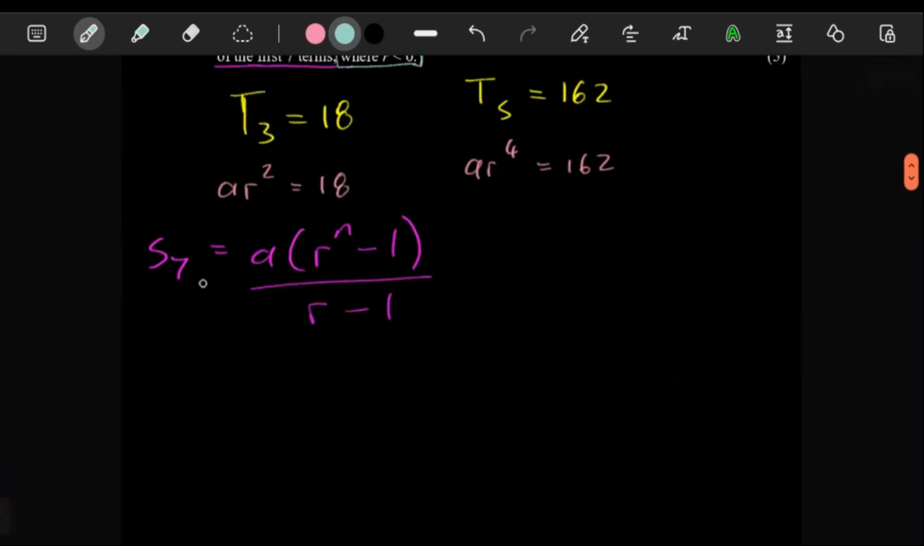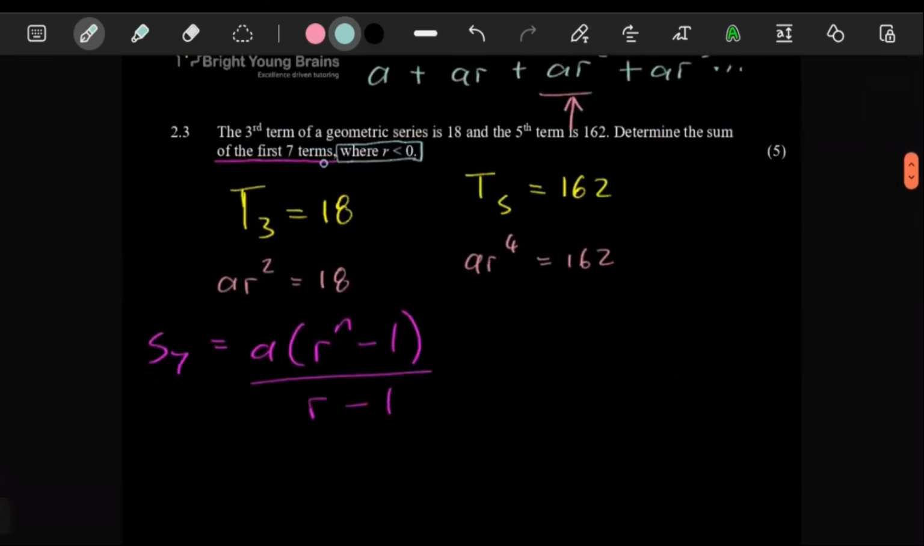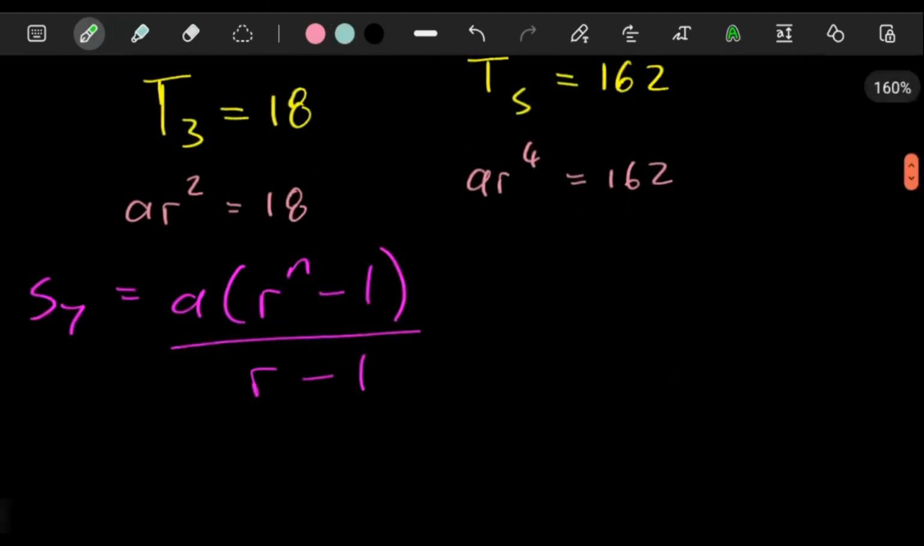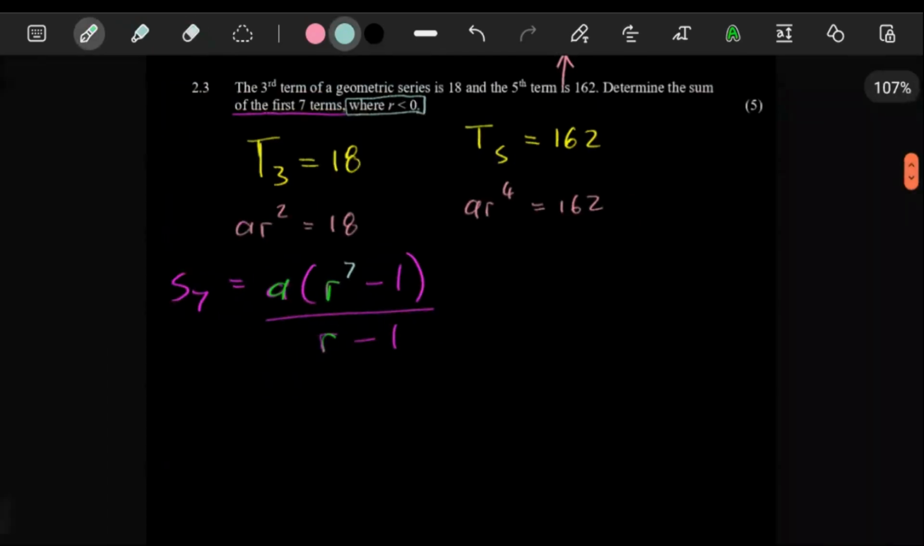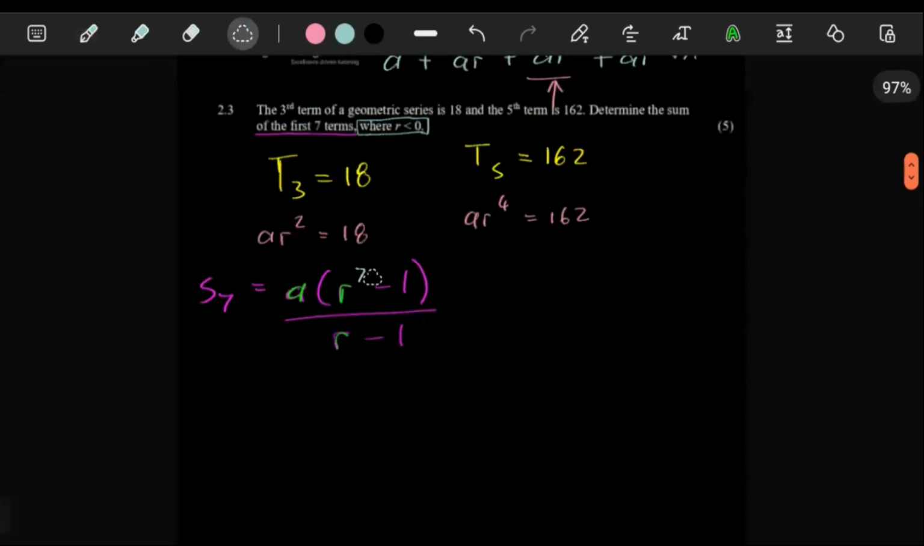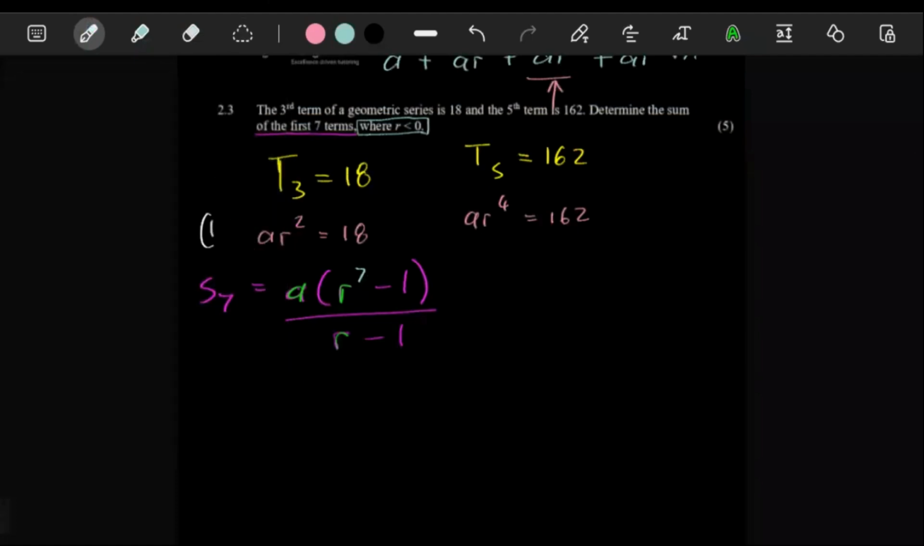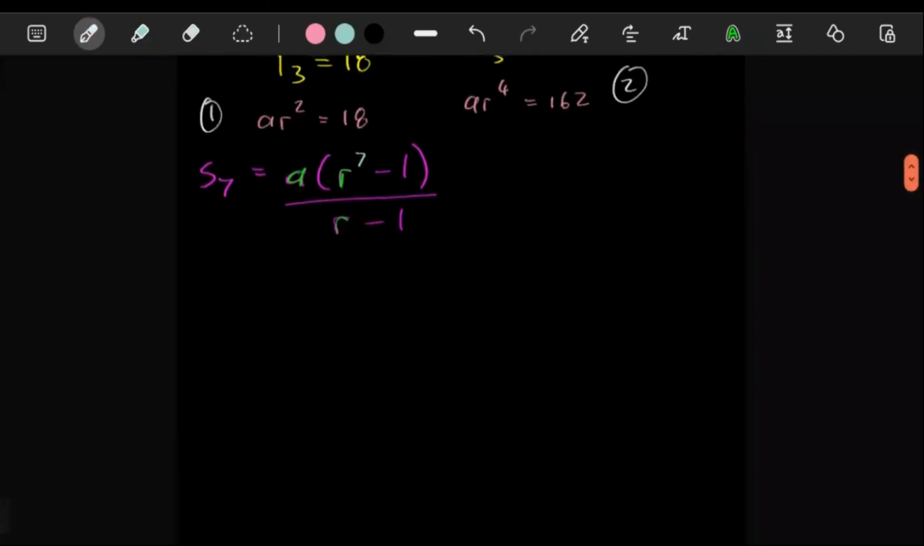So you can see here, if we're going to get the sum of the first 7 terms, which is S7, for us to work out S7, we have to have the value of A and the value of R. For S7, N would just be 7 anyway, so this we already have. Clearly from the information they gave us, we need to get A and R first. And because they gave us 2 equations that both have A and R, we can use those 2 equations to work out A and R simultaneously.